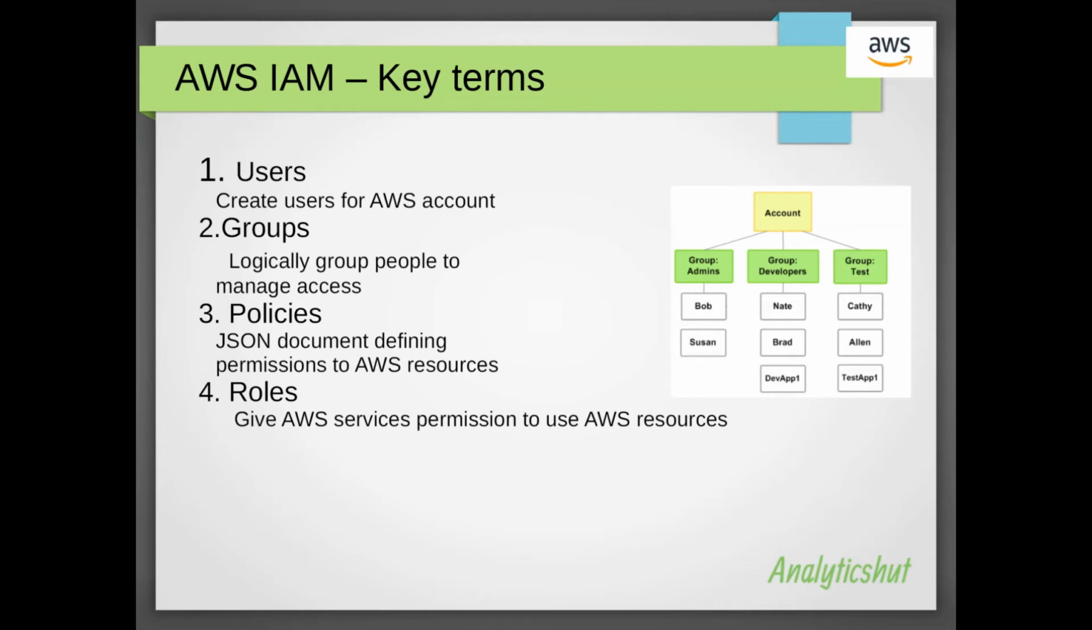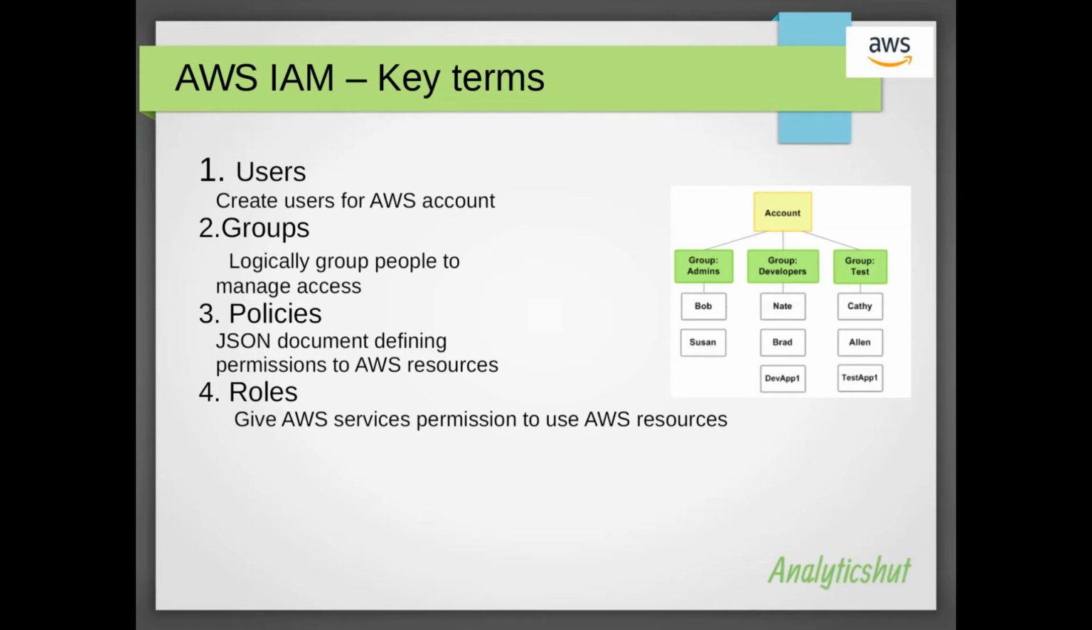IAM policies are a JSON document defining different permissions to AWS resources. When we are on the AWS console, I will show you a sample example of an IAM policy. In an IAM policy, you can define different resources and actions belonging to that resource. After you create that policy, you can attach it to a particular user or a group.